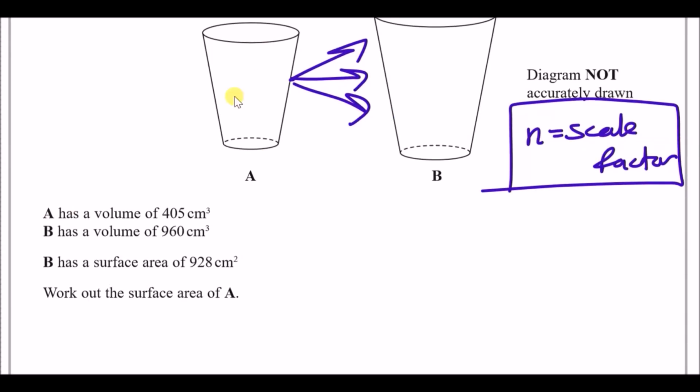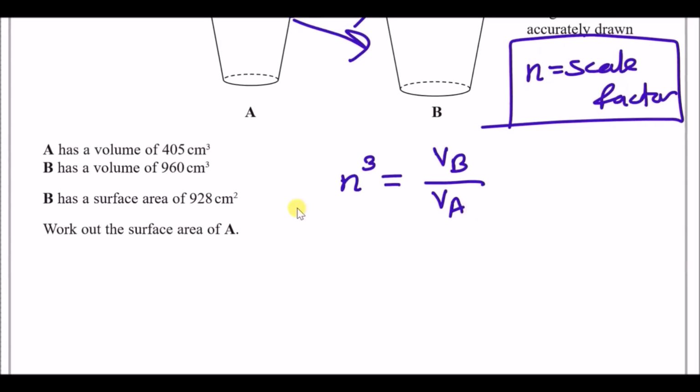So we've got A, the first shape has a volume of 405, and B has a volume of 960. Okay, so before we do anything else, we can relate the volume, yeah? We can say that the scale factor, and because we're working with volume, it will be n to the power 3 equals the ratio of the volume of B over the volume of A. If this was area, which they have next, because area is a two-dimensional shape, it will be n to the power 2 equals the area of shape B over the area of shape A. Alright, I should actually write surface area of B over surface area of A.